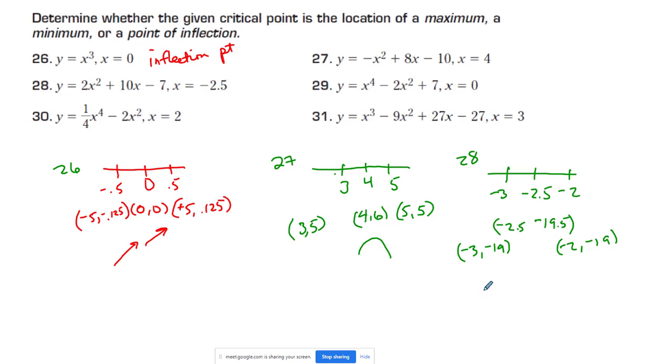So trend-wise, let's look and see what's going on. We've got a negative 19, then it's going more negative to negative 19 and a half, and then it's heading back up again. So y is heading down, and then at negative 2.5, it hits the lowest point, and then it heads back up again. That makes this a minimum point. This was a max, this was a min, and this was an inflection point.